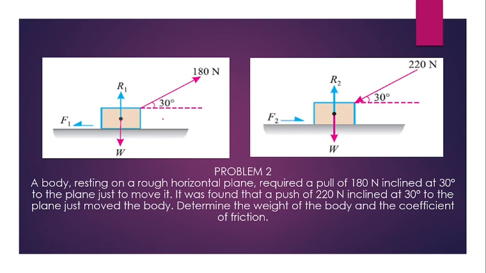Here we have two different conditions. In the first condition, a pull of 180 Newton, and the line of action of that 180 Newton is inclined 30 degrees with the horizontal line. That pull of 180 Newton, inclined 30 degrees to the plane, just moved the body.